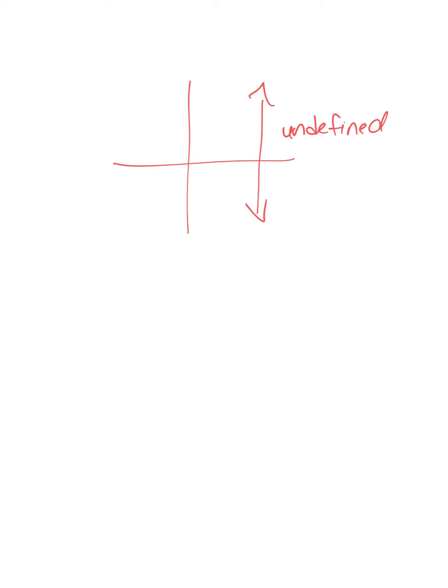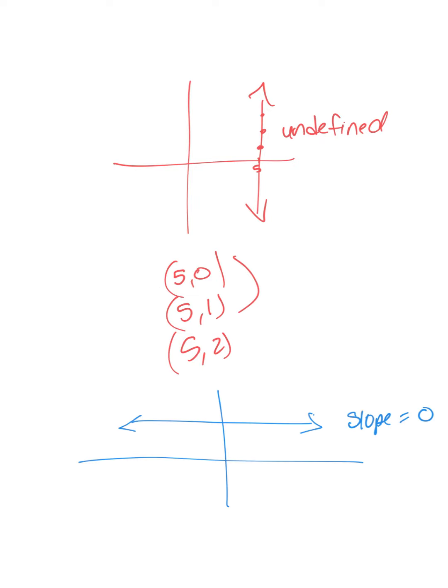The reason it's undefined if it's a vertical line is that if you look at these points, let's say this here was a 5, then your points would be 5, 0, and 5, 1, right? Like this point here would be 5, 1, and this would be 5, 2, 5, 3. Everybody understand that?